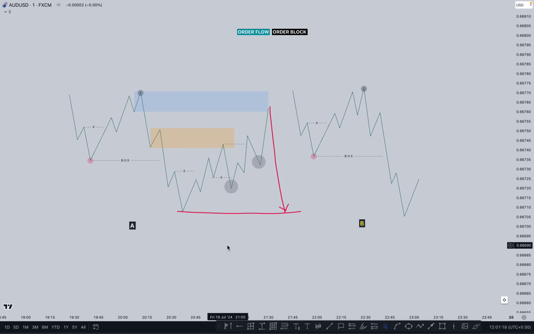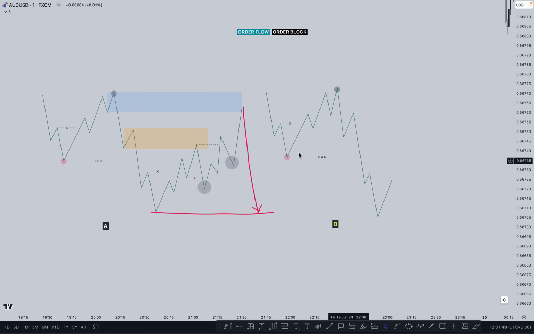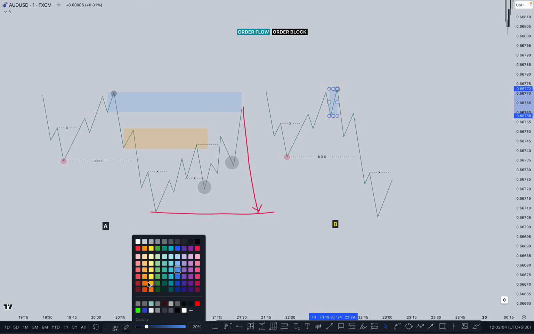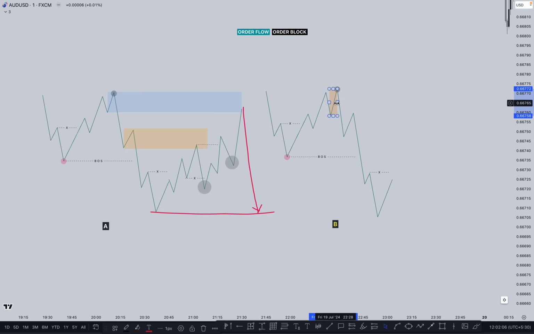Let me show you one more example here. In diagram B, we can see where our inducement is, right here. First of all, you need to identify where our unmitigated order flow is, because order flow is primary, right? This is our last buying momentum before the sell, and we can clearly see this order flow is already mitigated by the next pullback, right here. Once the market mitigated this one, the market went down. So this order flow is not the one you have to use here, okay?